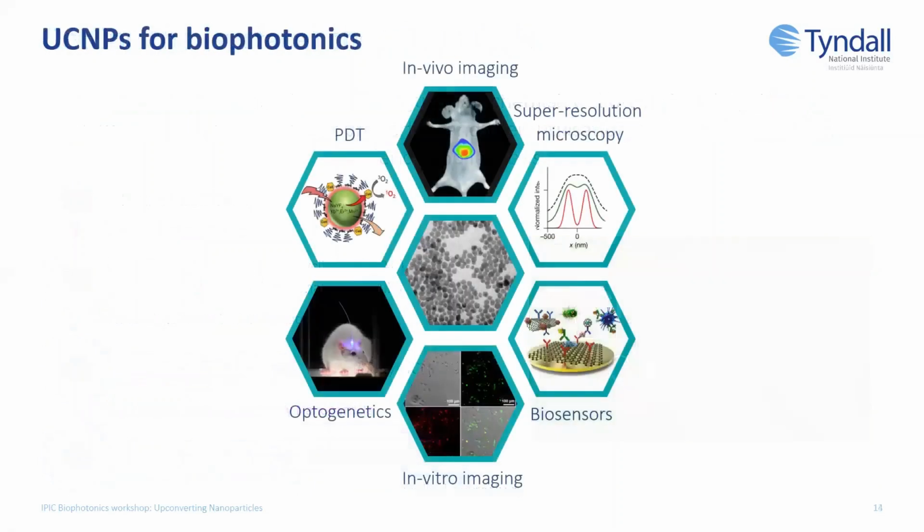So now we'll go through a few examples of where we can use the upconverting nanoparticles and how they could be beneficial there. There are many applications that upconverting nanoparticles could be used for, for example, photodynamic therapy, in vivo imaging, super resolution spectroscopy, biosensing, in vitro imaging, or even optogenetics. I'm sure you've heard about most of those applications before from either Marcelo, Brian, Stefan, or Carl. So I will try to talk about a few of them right now.